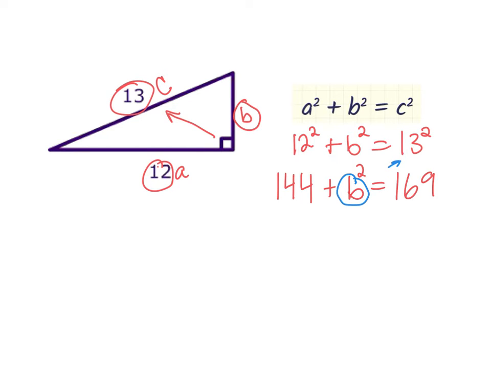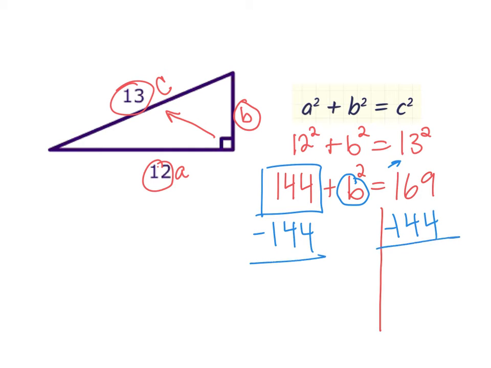To get B all by itself, I'm going to draw my line. I need to get rid of this one positive 144 over here. So to get rid of that, I'm going to subtract 144 from both sides. When I do that, these cancel, and I'm left with B squared equals 169 minus 144. I'm going to use my calculator. I end up with 25.